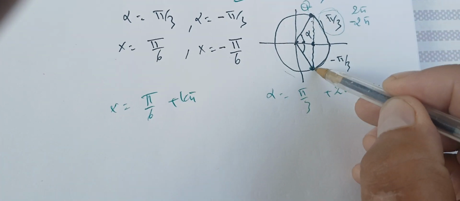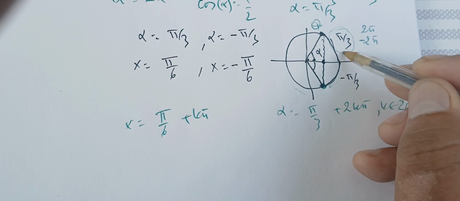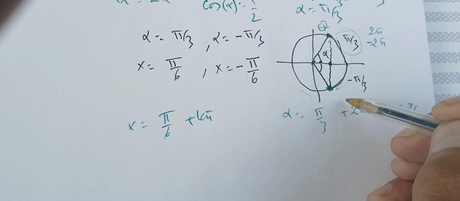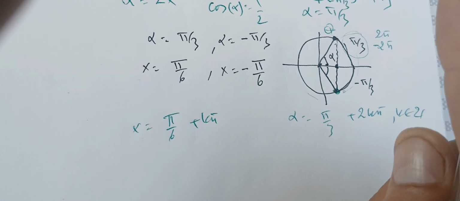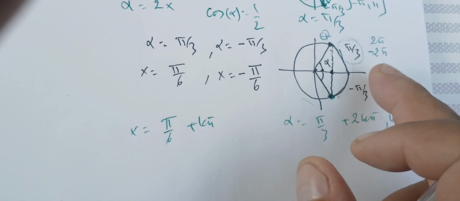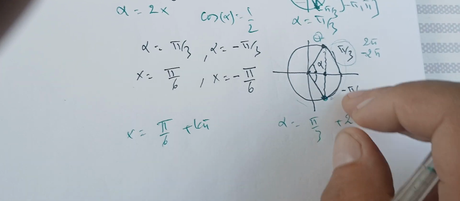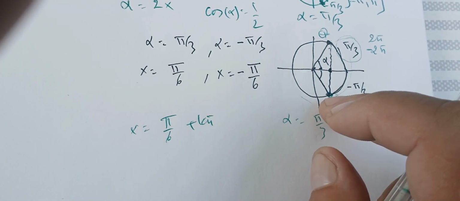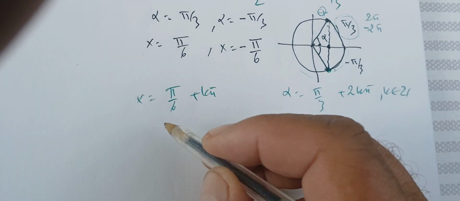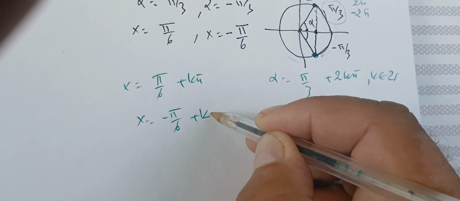On the other hand, if alpha is minus pi over 3 and I move in this direction, I will come back to this one here if I travel 2 pi, that means one round around the circle. If I do it twice, I'll come back after 4 pi. If I do it k times, I will come back here at 2k pi. That means x is gonna be minus pi over 6 plus k pi.